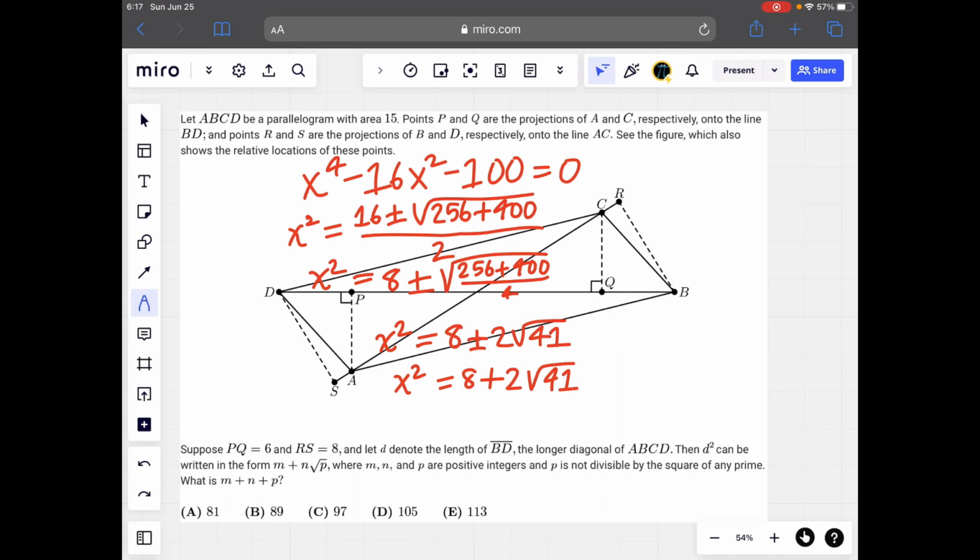And so D squared is equal to 2x squared, because x was BM, we wanted BD squared. That's (2x) squared, equal to 4 times x squared, and that's equal to 32 plus 8 root 41. Looking back at the problem statement, it asks for m plus n plus p. M is 32, n is 8, p is 41. It wants m plus n plus p. 32 plus 8 plus 41 is 81.